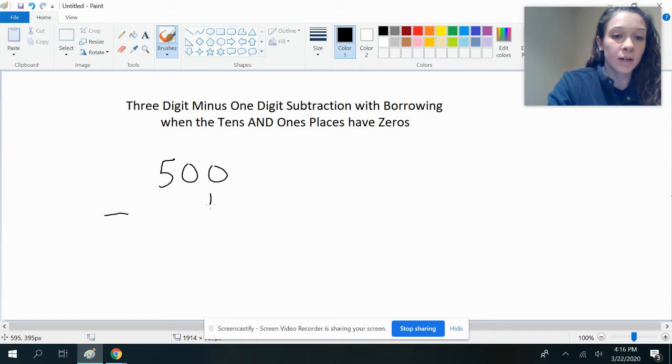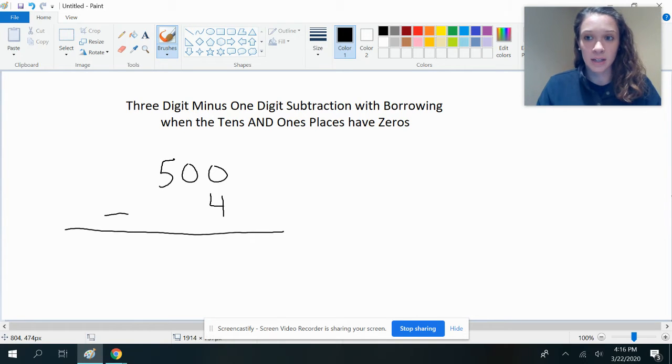minus 4. Notice how I lined up the place value. The 4 only is 1 digit, so I'm going to line it up in the ones column, okay? So first thing we do is we start with the ones place. We need to see if I can do 0 take away 4. So I'm going to hold up 0 fingers. Okay, now I'm going to take away 4. I have nothing to take away, so I cannot do 0 minus 4, and you always have to go top to bottom, so that means I will have to borrow.